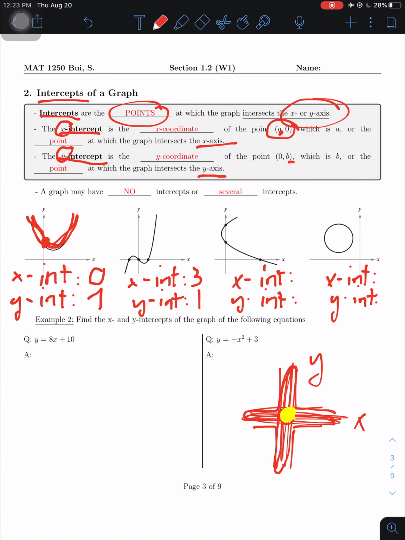Okay, so for the third picture, for x-intercept, because it only intersects once, we have 1 in here. For y-axis, we have 2. And again, for the last picture, the circle doesn't intersect the y or the x-axis at all, so we're gonna have 0 for each.